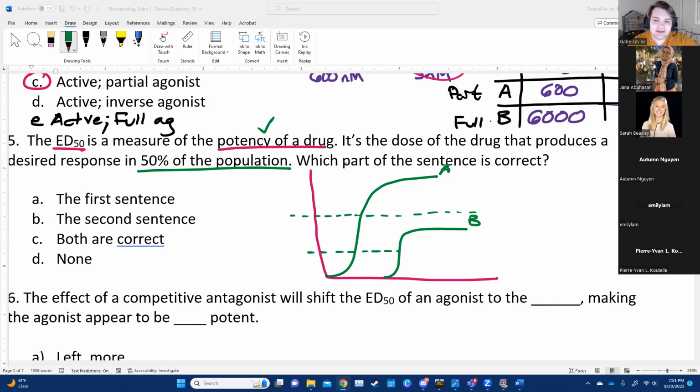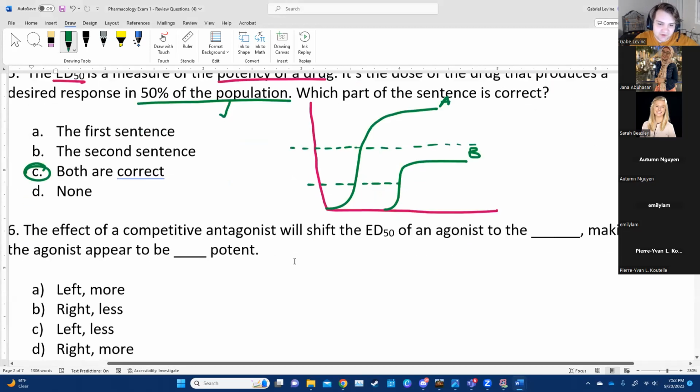But anyways, is ED50 a response of 50% of the population? Yes, it is. Remember that ED50 is a population-based number. It is not the response of a single receptor in a single body. We had to take the response from a whole bunch of people because medicine affects everyone, not just a single person. So here it would be both. Same thing for LD50. LD50 is about 50% of the population.